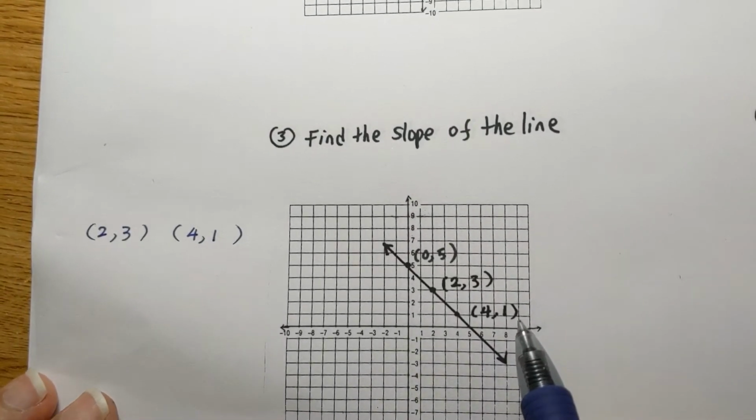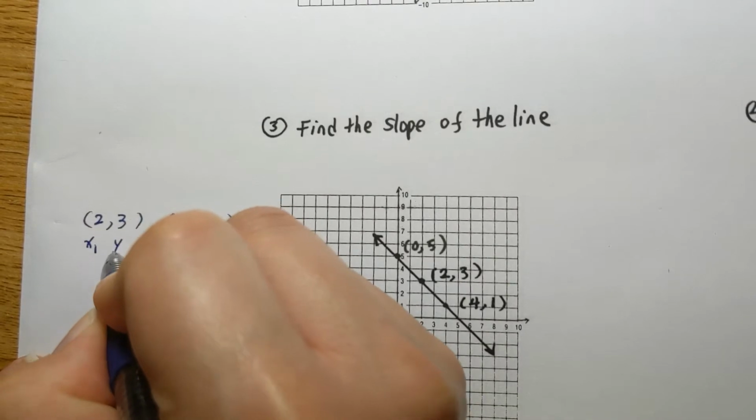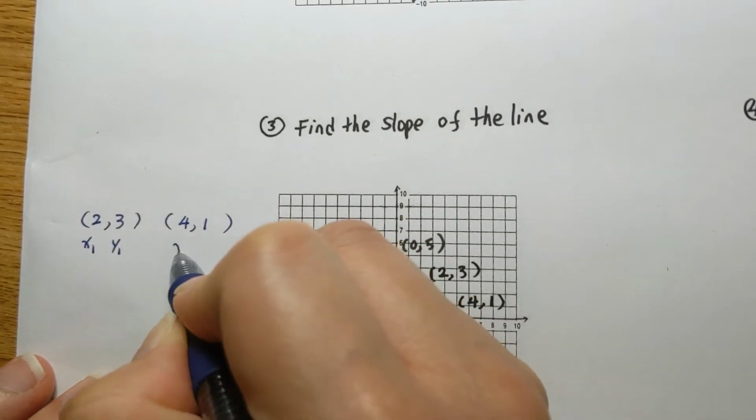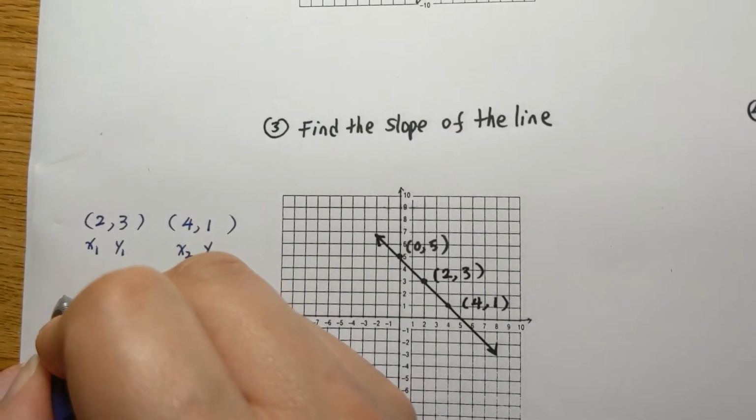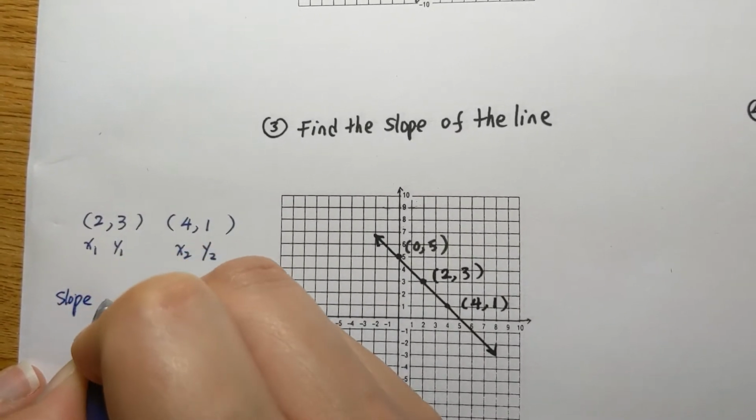So now the first point we call it x1, y1. Second point we call it x2, y2. Now you have to write down the slope formula. Okay, slope equal.